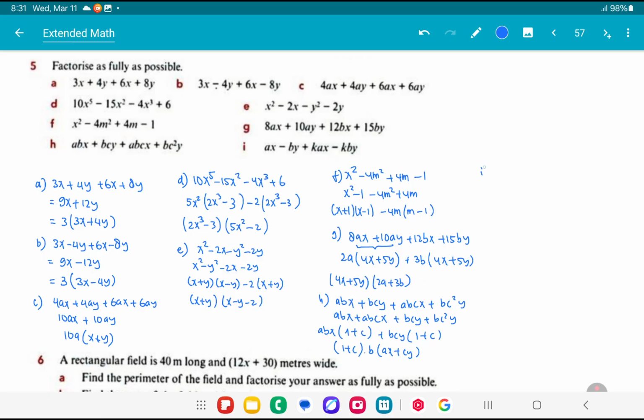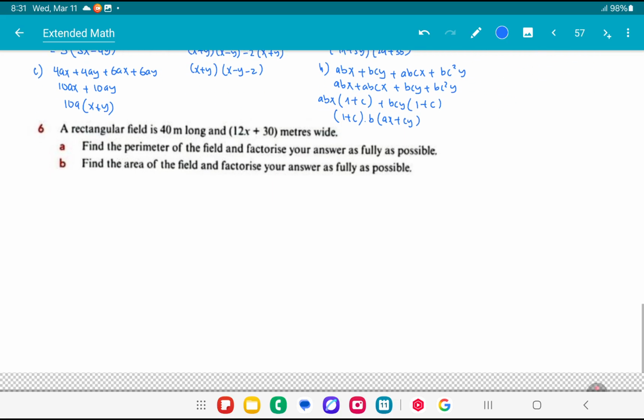And then we continue with question I, ax minus by plus kax minus kby. We group ax plus kax. We group minus by minus kby. Factor out the ax, we've got 1 plus k, minus by, 1 plus k, and then 1 plus k is the common factor, and then multiply by ax minus by. We continue with question number 6.